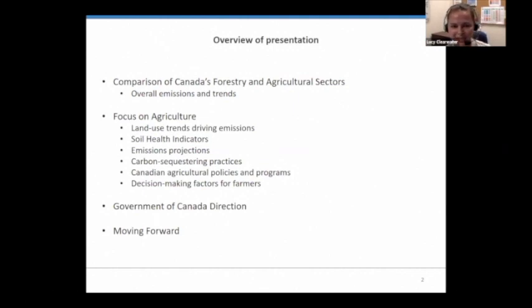The forestry sector sequesters 14 megatons of carbon dioxide a year in managed forest and associated harvested wood products. That was in 2018. And the agricultural sector sequesters 6.2 megatons of carbon dioxide a year from agricultural soils. And it is a contributor as well, as you know, contributing 73 megatons a year in emissions.